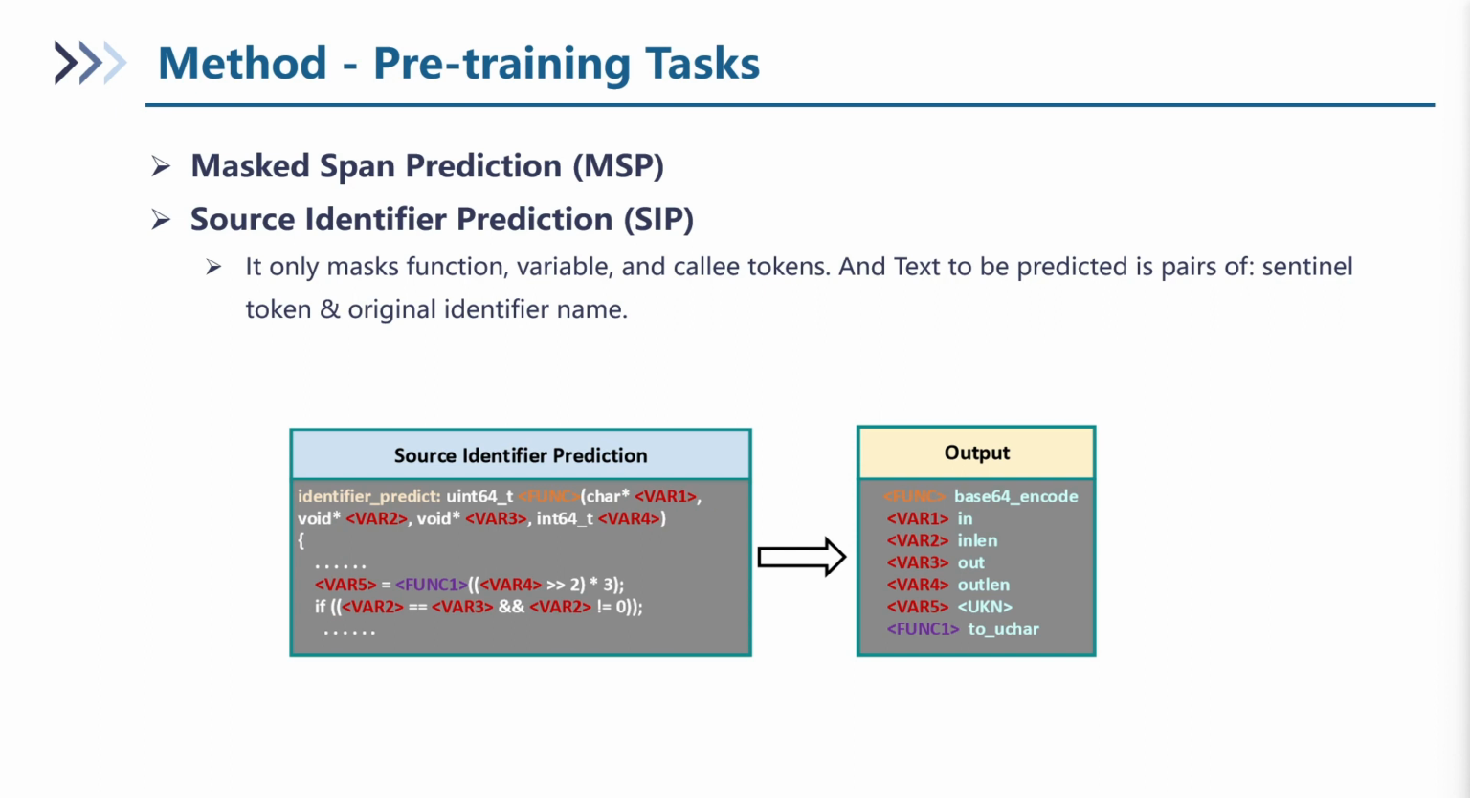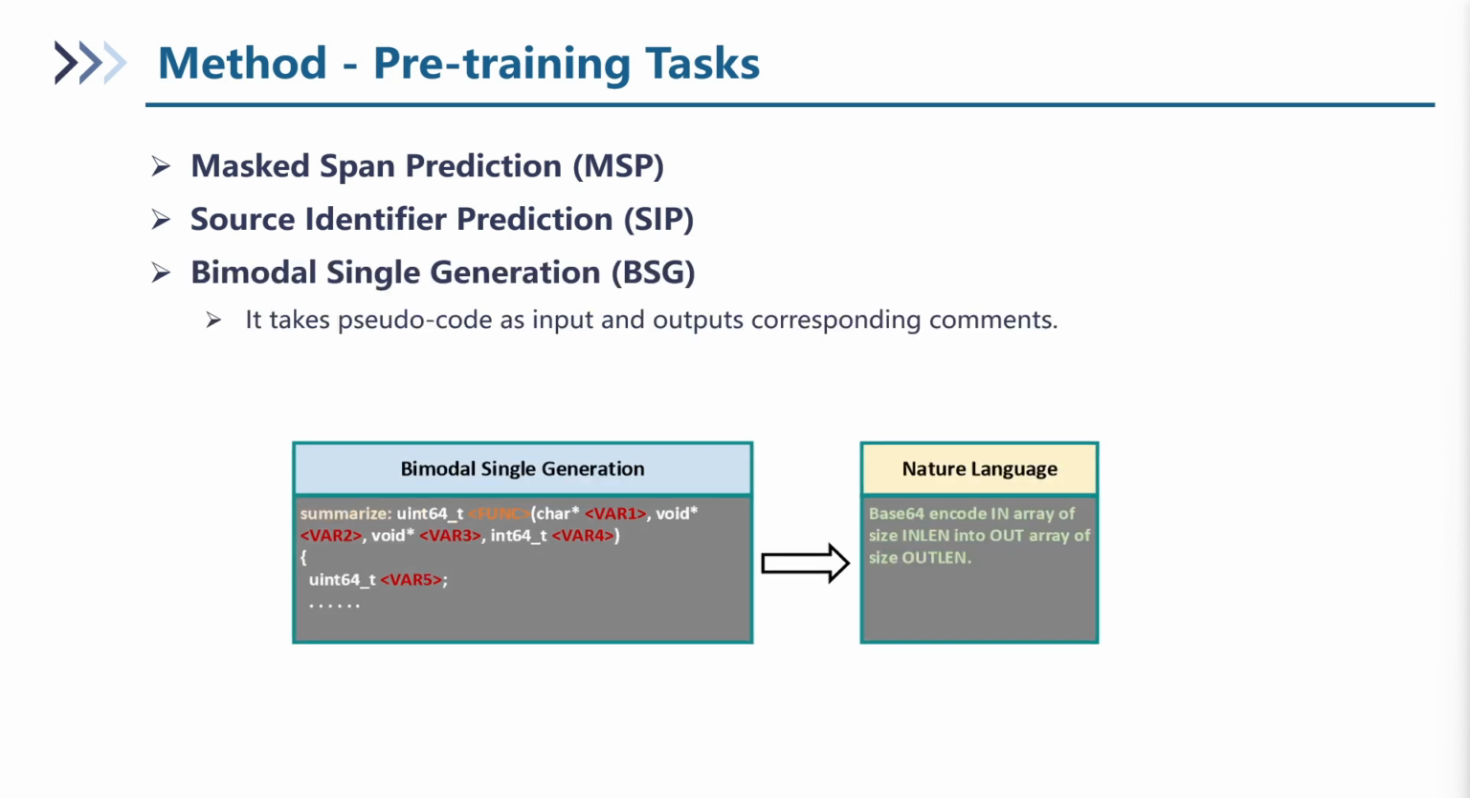Only the special tokens, including the function name, the variable name, and the code name, would be masked and predicted. The text to be predicted is a dictionary composed of the pairs of placeholder tokens and the original identifier names. The third task is multi-modal single generation, which is a cross-modal task between natural language and code. Since we are more concerned with the understanding of the code, we only train the model to generate the natural language comments from the code, and do not train the model again in the reverse direction.